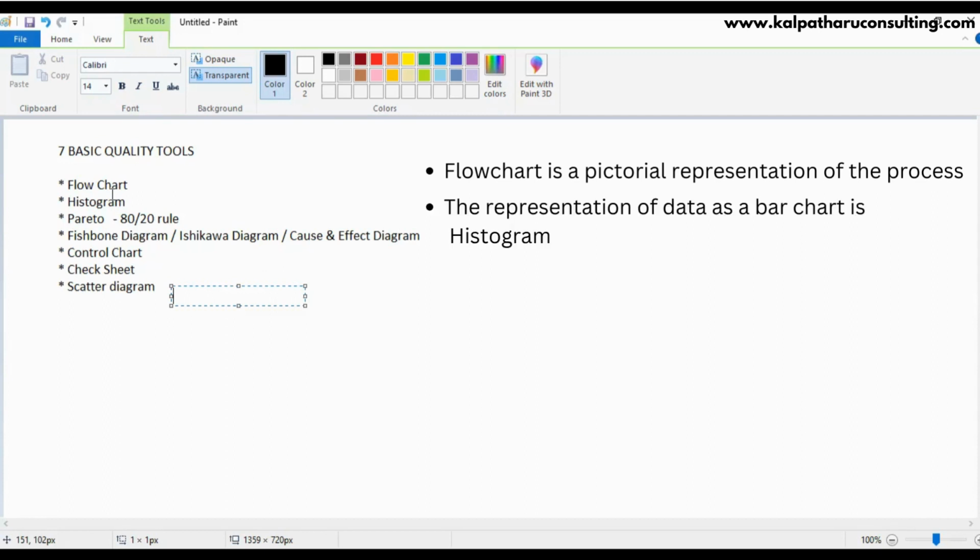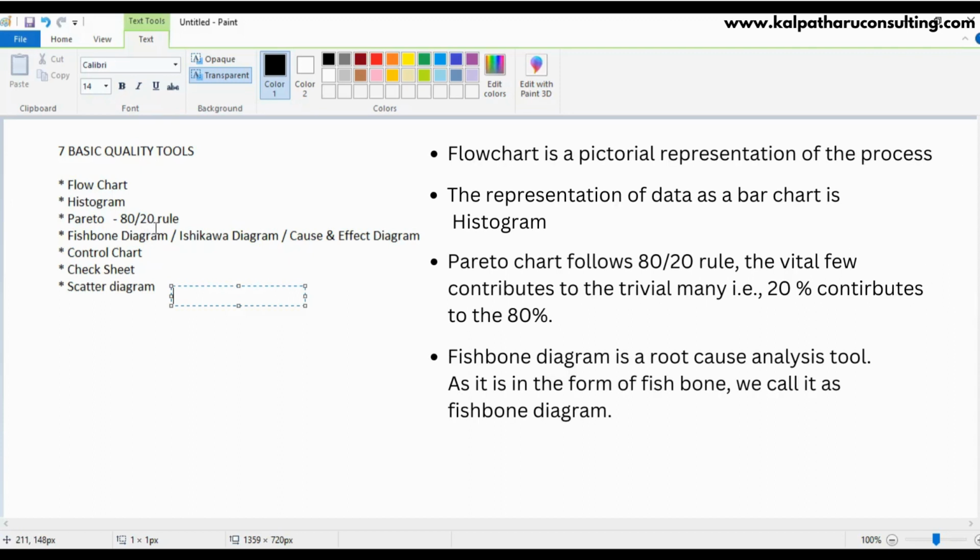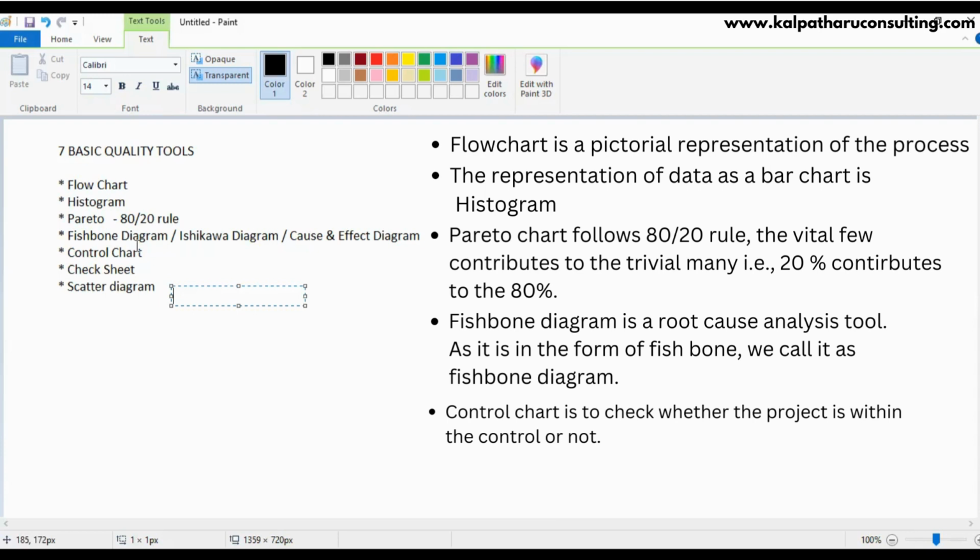And then histogram, it's a data representation technique like your bar chart, simple as such. And then Pareto chart follows the 80-20 rule, where instead of randomly putting your efforts, if you identify the major contributor, then you can focus on those areas. That is Pareto chart. Fishbone diagram, also called Ishikawa diagram or cause and effect diagram, helps you to identify the root cause. And then control chart helps you to understand whether the process is within control.